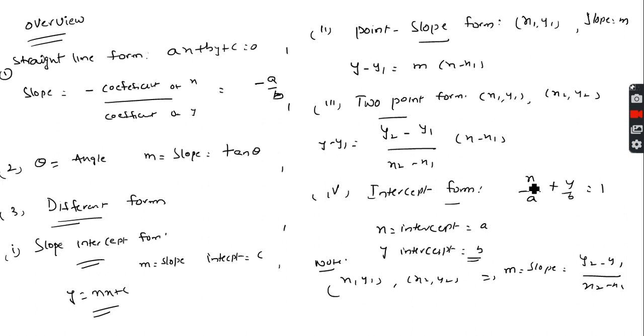Next intercept form. What is the form of intercept? x by a plus y by b is equal to 1. So therefore x intercept is a and y intercept is b. So finally, the slope of two points x1 y1 and x2 y2 is y2 minus y1 by x2 minus x1.